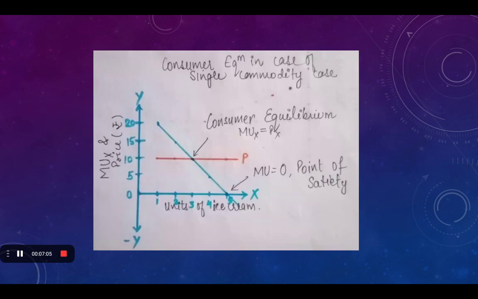On seeing the curve, you can easily identify the point of intersection of price line and marginal utility in terms of money line. That point will be referred to as consumer equilibrium, where MUX is equal to PX. The point at fifth level of consumption of ice cream is the point of satiety, because MU here is equal to 0. And the point where MU is equal to 0 is known as the point of satiety.